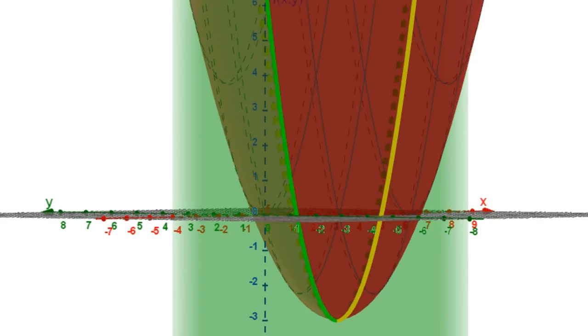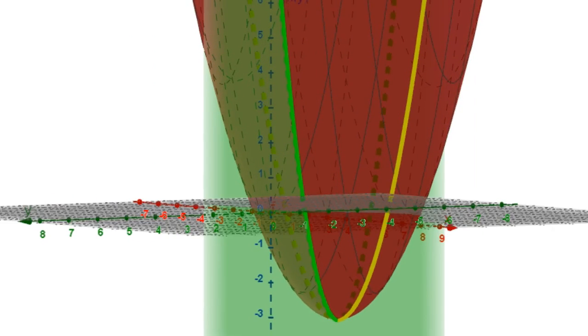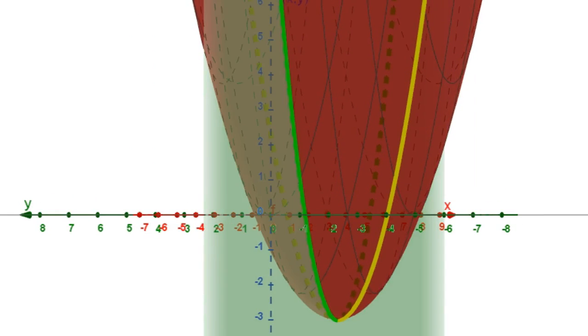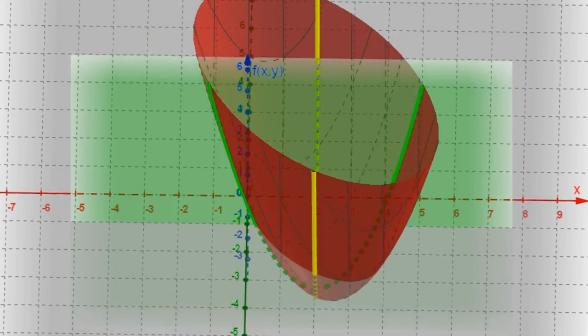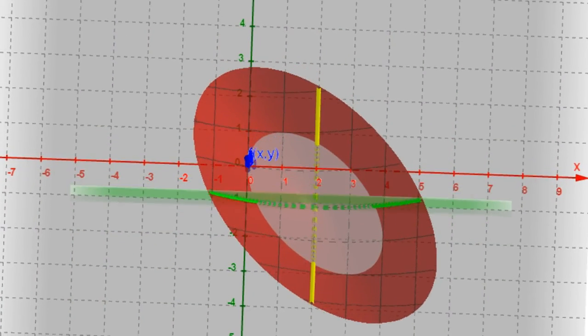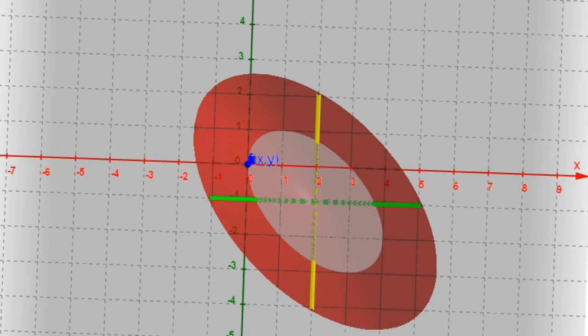but then we substituted those values back into our function to get a z-coordinate. And look at how low this goes. This goes down to -3, which was the z-coordinate we got when we substituted our two values for x and y, which were 2 and -1. We substituted those into our function.